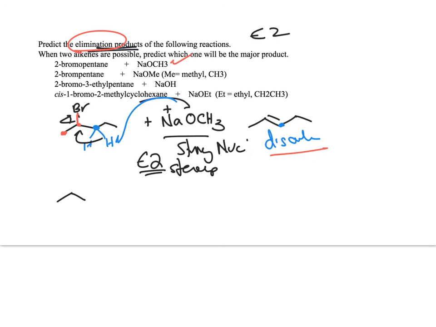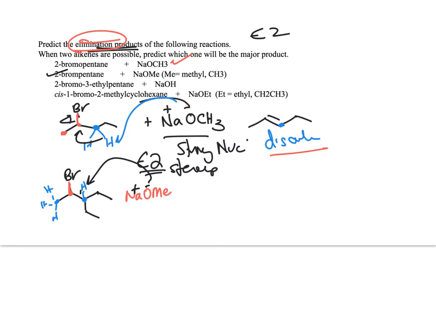Okay, so 2-bromopentane and sodium methoxide, that's the exact same one, so let's just skip that one. 2-bromo-3-ethylpentane. Now, you've got sodium methoxide, and we're going to do an elimination, so it's got to take a hydrogen. So you look at the carbon that's bonded to the bromine, and then you look at the carbons next to it. This has 3 hydrogens.